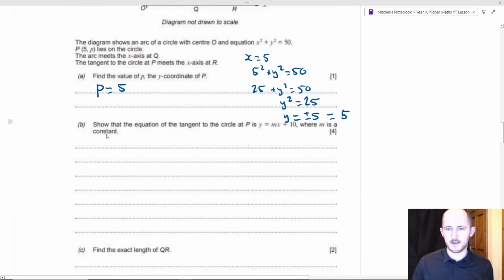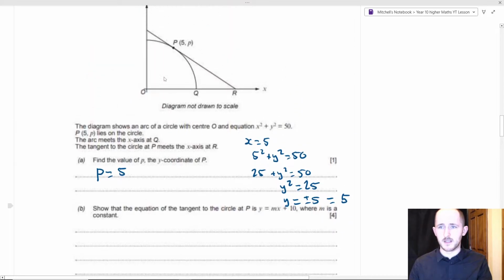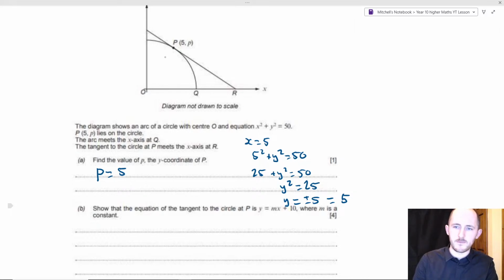Part B, it says, show that the equation of the tangent to the circle at P is y equals mx plus 10, where m is a constant. So this is where we're actually working out the equation of a tangent. Again, we use the same exact method. The radius is down here. Sorry, the centre's down there. So that's the radius. So if we find the gradient of the radius, which in this case is just going to be 5 minus 0 over 5 minus 0, which is just 1.